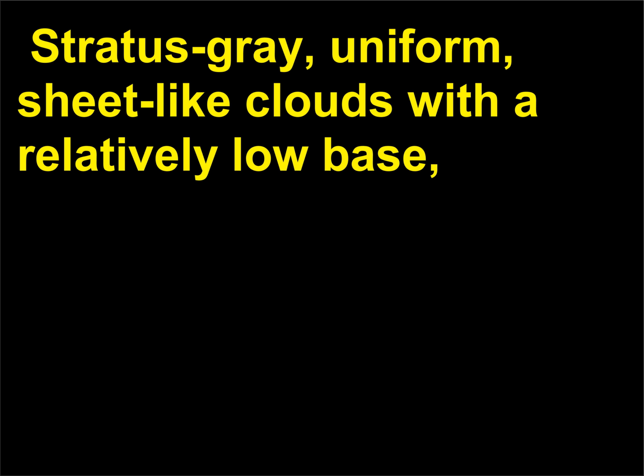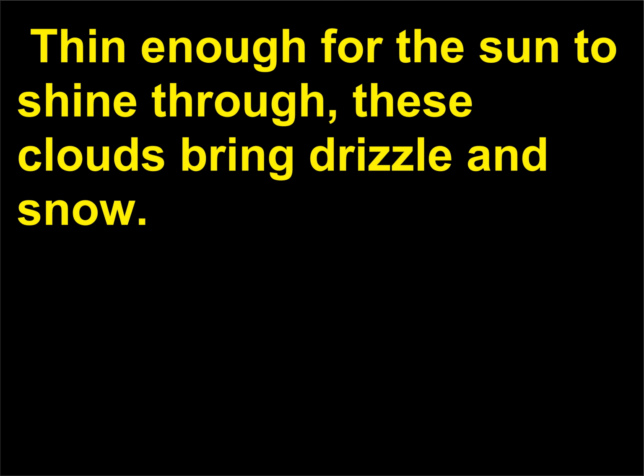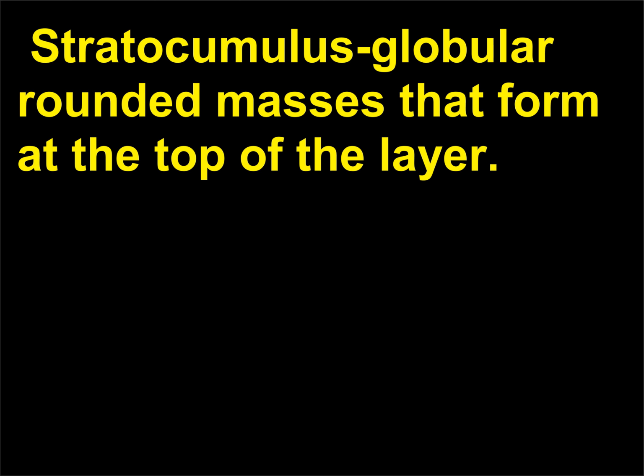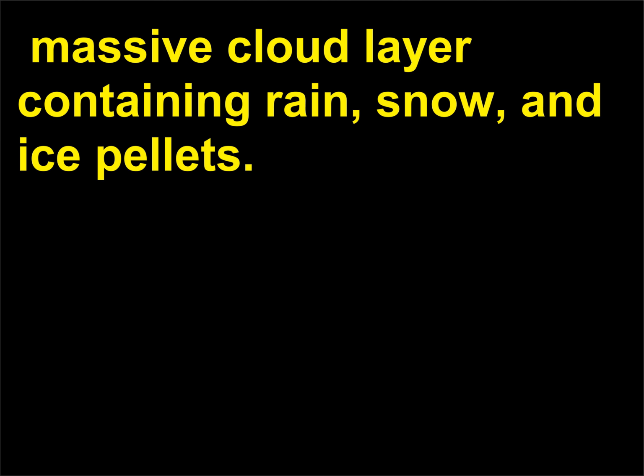Stratus: gray, uniform, sheet-like clouds with a relatively low base. Or they can be patchy, shapeless, low gray clouds, thin enough for the sun to shine through. These clouds bring drizzle and snow. Stratocumulus: globular rounded masses that form at the top of the layer. Nimbostratus: seen as a gray or dark, relatively shapeless, massive cloud layer containing rain, snow, and ice pellets.